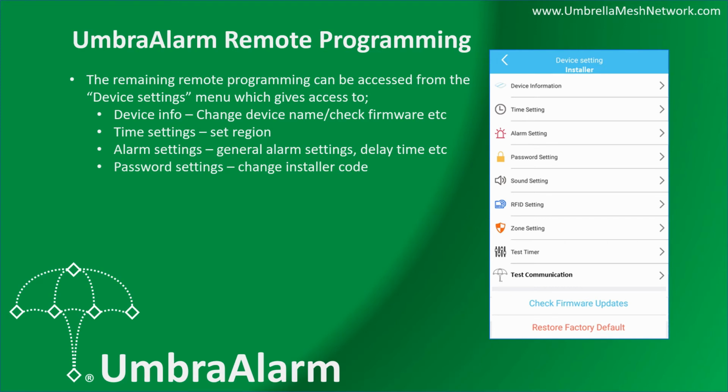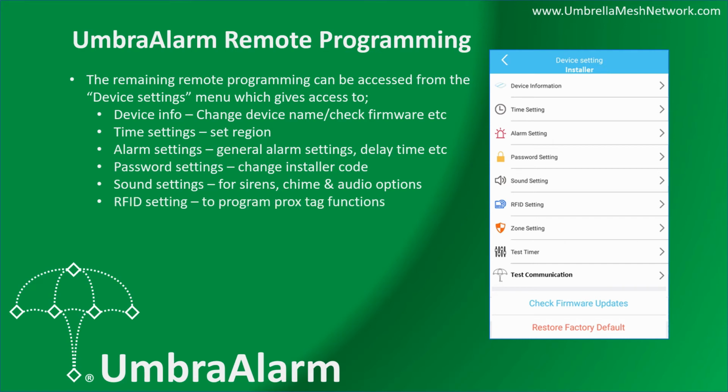Password settings for changing the installer code when logged in as installer. Sound settings for siren, chime, and audio options. RFID settings to program the proximity tag functions for arm, disarm, or arm and disarm. Zone settings to be set between wired or wireless.